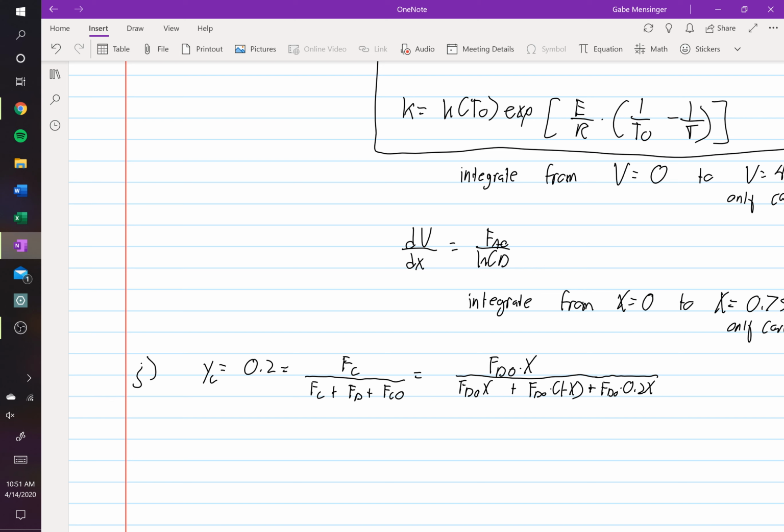So now we know this is equal to 0.2. We know F_D0, and we don't know x. So from there we can solve for x. And that will be the conversion at which we reach a vapor mole fraction of 0.2 of C in the gas phase, and at which point then it will start to deposit out of the gas phase into a solid.